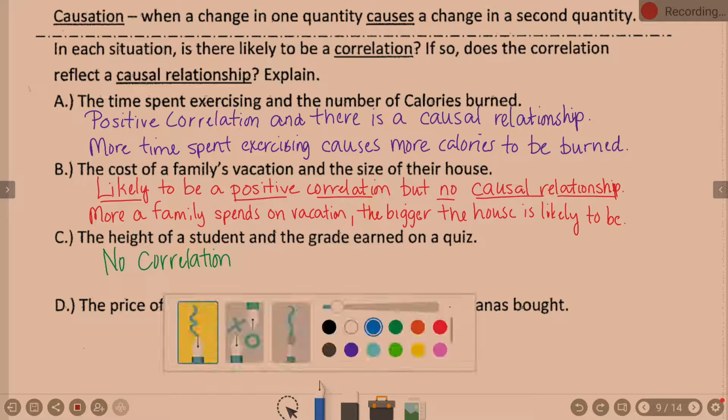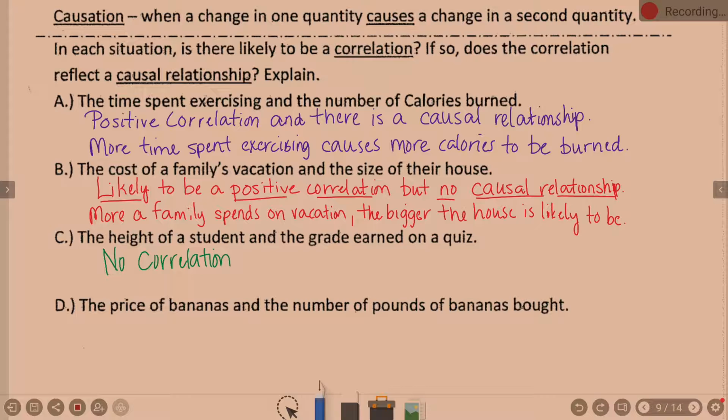And if there's no correlation, there's no causal relationship. Okay. Okay, D. The price of bananas and the number of pounds of bananas bought.